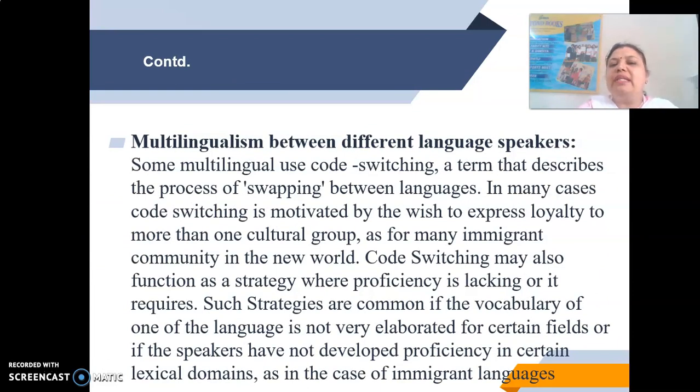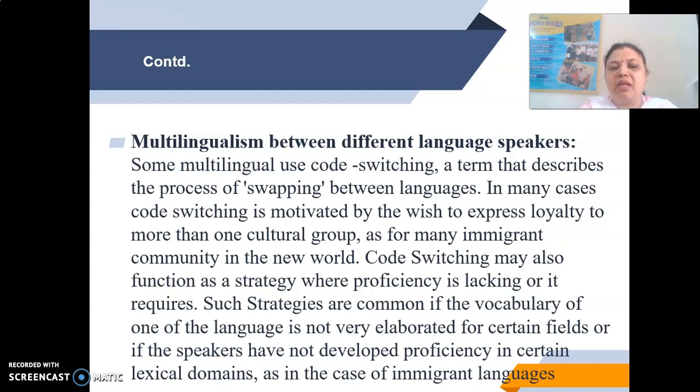Multilingualism between different language speakers. Code switching is a term that describes the process of swapping between languages. In many cases, code switching is motivated by the wish to express loyalty to more than one cultural group.